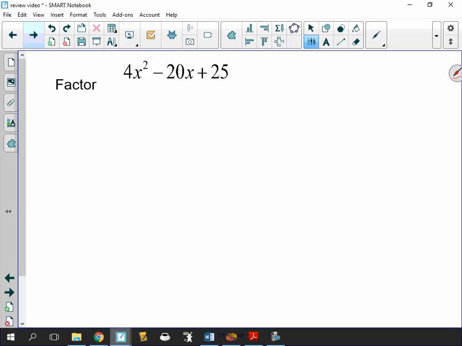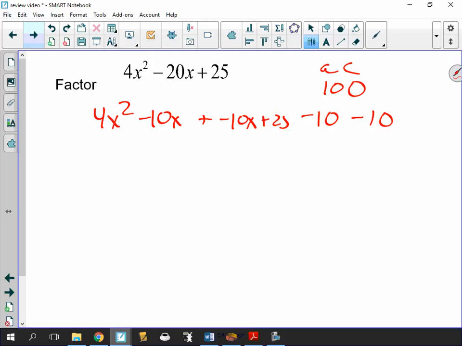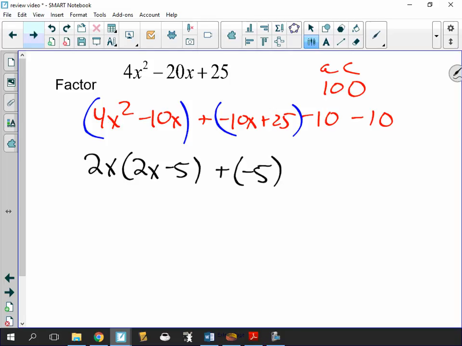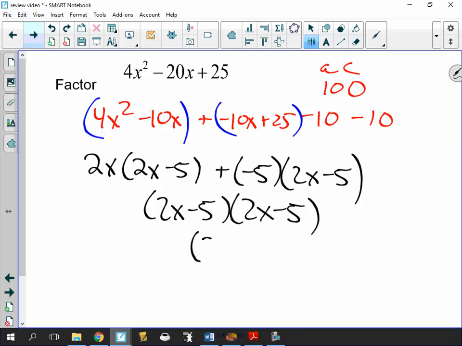All right, for this one, a times c is 100. So I need two numbers that multiply together to give me 100 that add up to negative 20. And those two numbers are negative 10 and negative 10. So I will go 4x squared minus 10x minus 10x plus 25. I will group. And the greatest common factor is going to be 2x, and that leaves me 2x minus 5. And I'll pull out a negative 5, and that leaves me 2x minus 5, which is 2x minus 5 times 2x minus 5, which is 2x minus 5 squared.